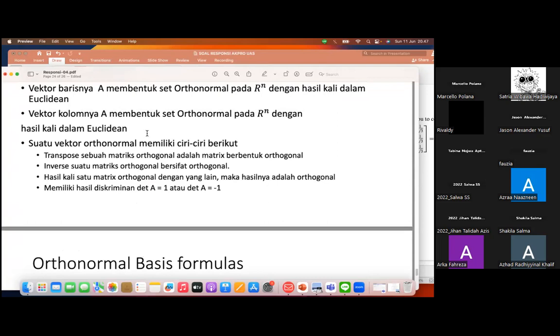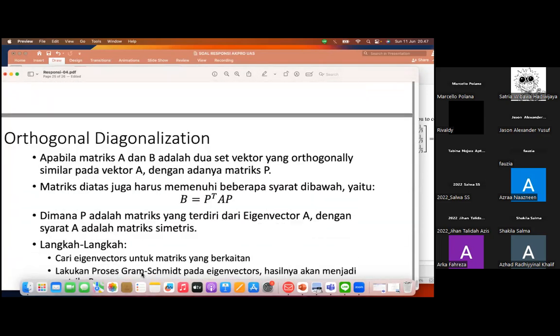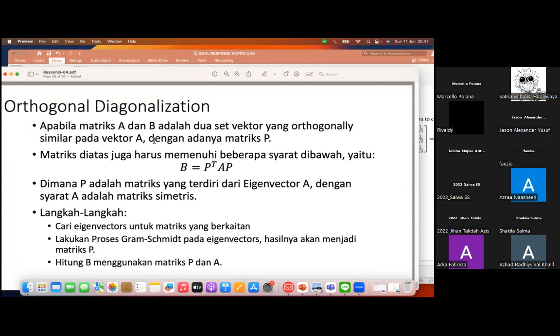If you want, this is not that important. You can read it if you want. And so this is orthogonal diagonalization. So this is important. The only difference between this and the one in eigenvectors is: what is P?